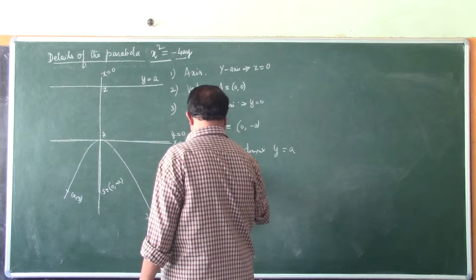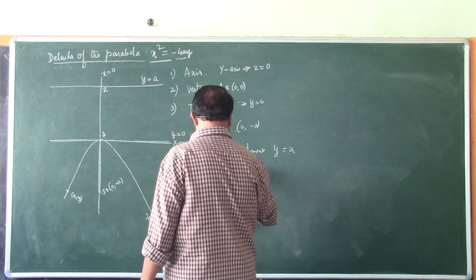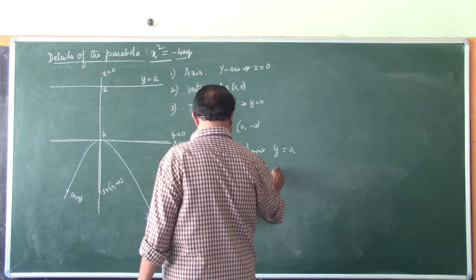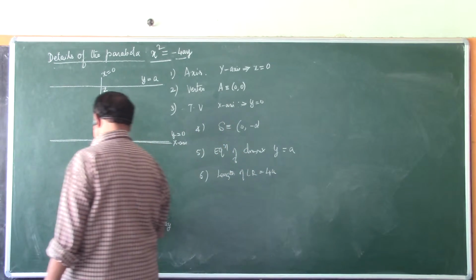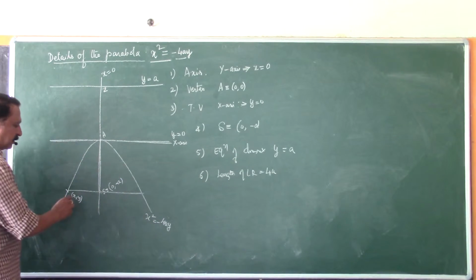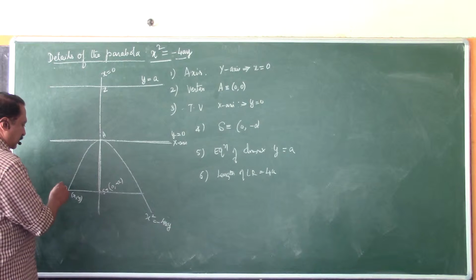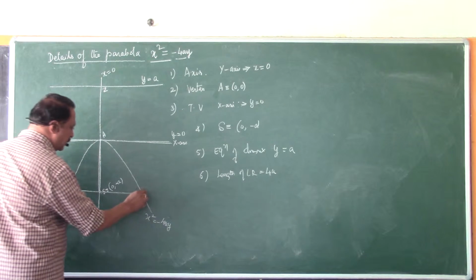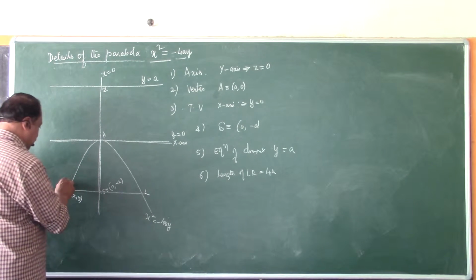Length of LR is 4a. Because it is just pertaining to length, it is always the same. Length of LR is always 4a, this is L, and this is L dash.